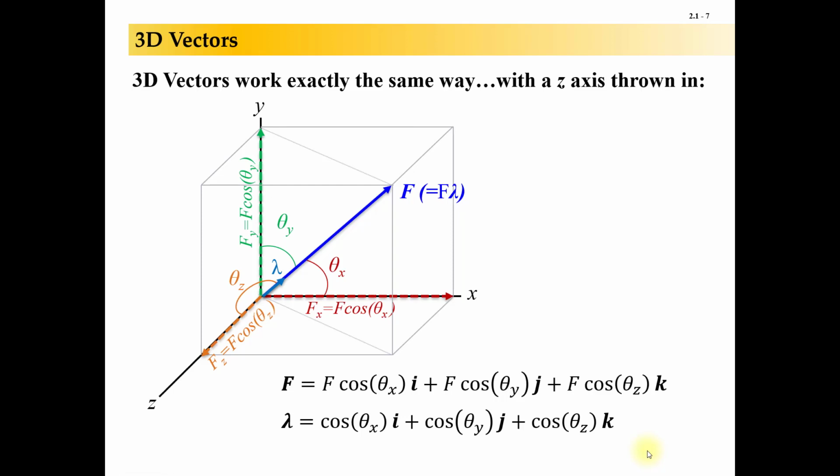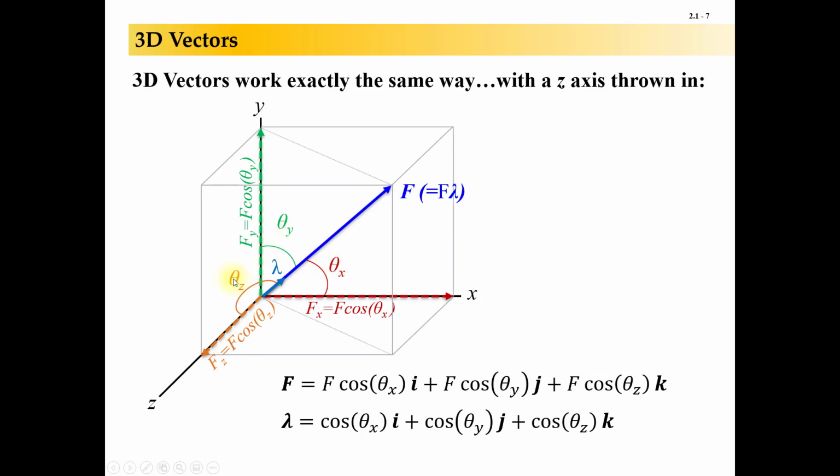So 3D vectors. This is much more complicated just in how it looks. It's really not any more complicated in how it behaves from a 3D Cartesian vector approach, except that instead of just i and j, now we have i, j, and k. But if you look, the construction is all the same. We have three direction angles now, theta x, theta y, and theta z. Here's theta x, theta y, and theta z.